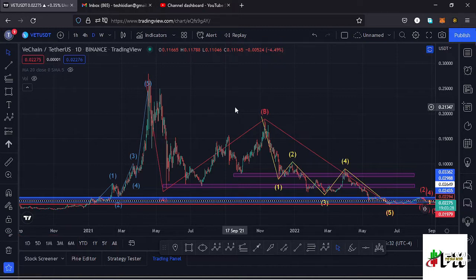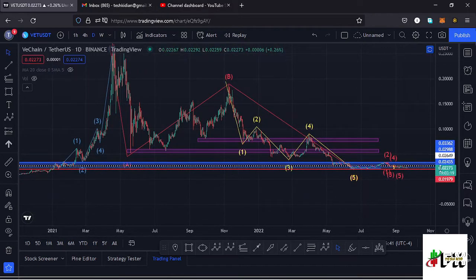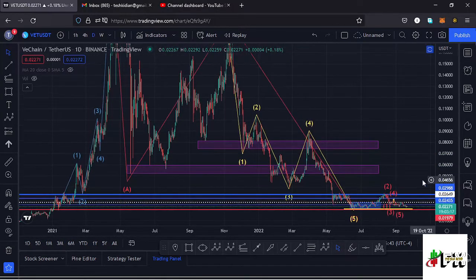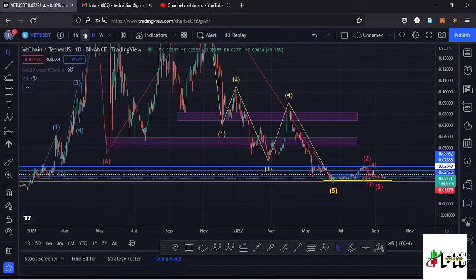And I'll kickstart the video by giving a brief of what has been happening on this chart. Vechain from the all-time high has been seeing lower prices in this massive ABC correction, which has now taken us back to around the $0.02 mark. And going to the 4-hour chart for further analysis.